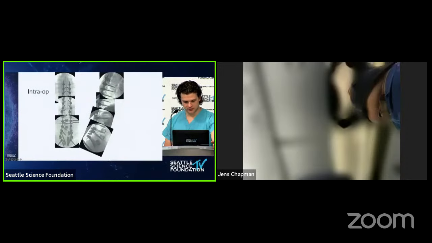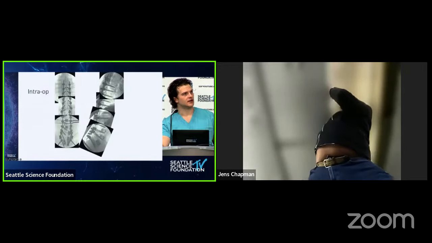Intraoperatively, you can see that we made the decision to do multiple levels of intradiscal osteotomies to correct his deformity, as well as a T9 to pelvis fusion.